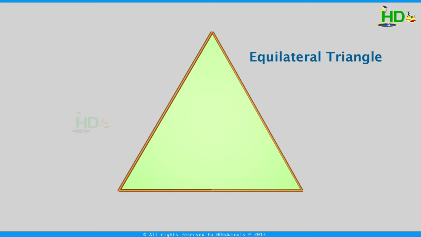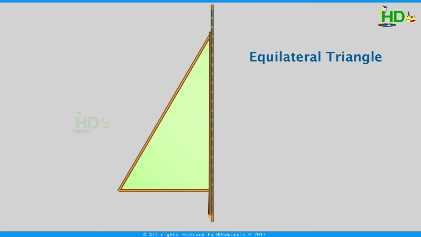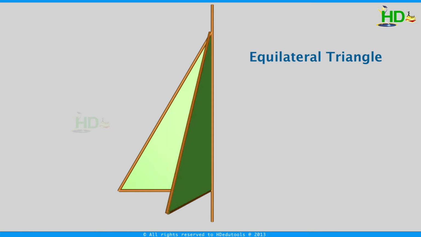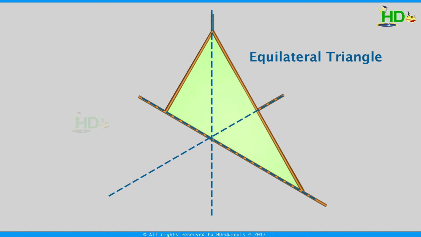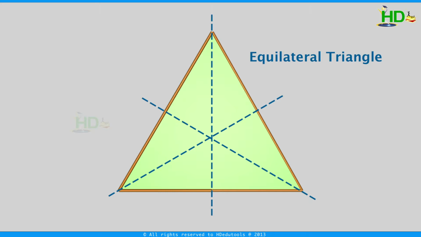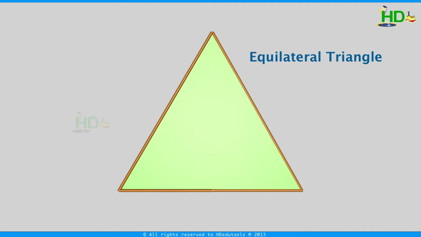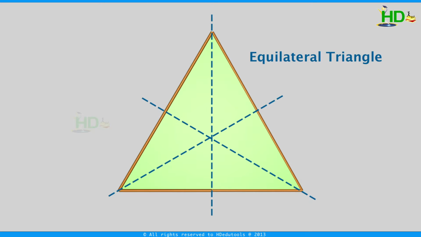Now you take this triangle. Can you draw an axis of symmetry for this? Yes. About this line, it is symmetric. And about this line also it is symmetric. And about this line, it is symmetric. In this case, we have 3 sides and the number of axes of symmetry is 3.